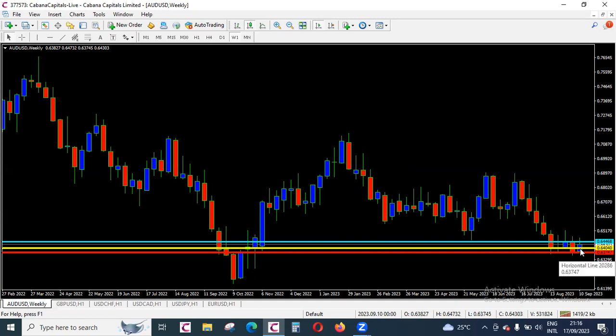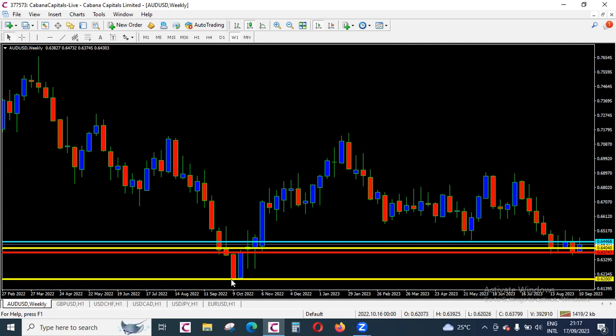A candle must close below this support, this pivot or this support. That's when you will consider selling. And if you are selling, your target would be the next support, which is this. Okay, so if you are selling below this support, your next target should be the previous support level, which is this. Okay, let's go down to daily.